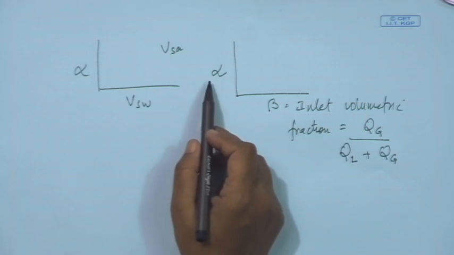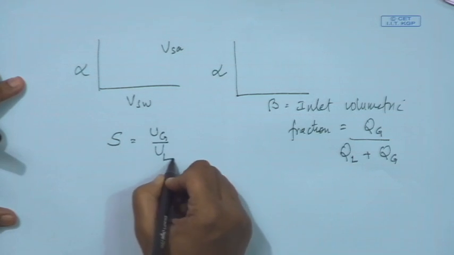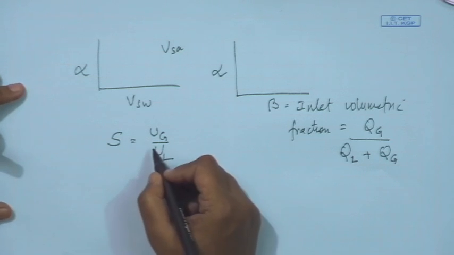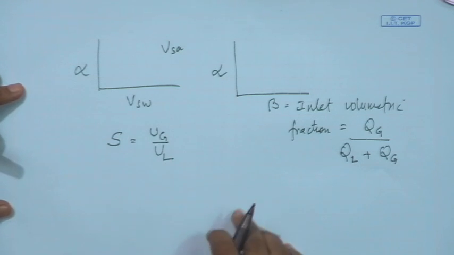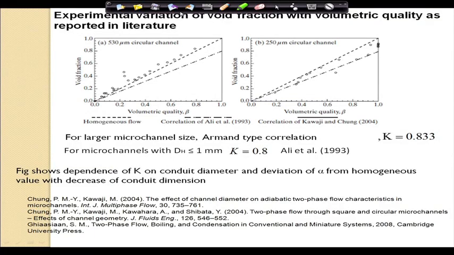So, if we plot alpha versus beta, it gives us an idea regarding the slip between the phases, where the slip can be defined as the ratio of the two velocities. It shows how fast the lighter phase is flowing with respect to the heavier phase. In this case, the researchers have represented void fraction as a function of volumetric quality, and we find that for the larger dimensions alpha is close to beta, although there is a trend of over-prediction for the 530 micrometer channel.